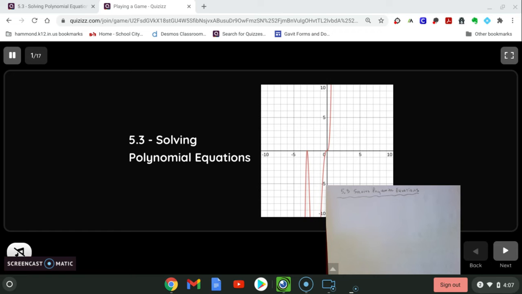Hi, Algebra 2. Today we want to take a look at solving polynomial equations. And we're going to take some of the things that we learned about solving quadratics and apply that to solving equations that have a degree higher than 2.